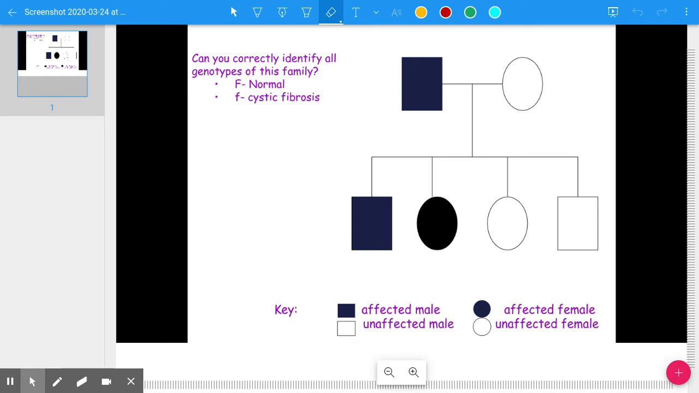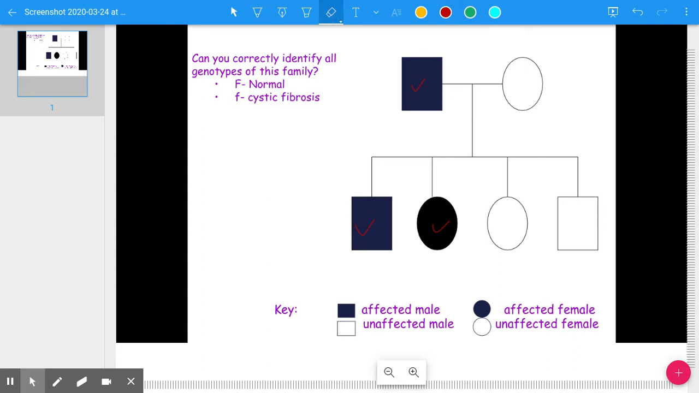Okay, in this example, we are using a pedigree to track a trait as it moves through a family tree. The trait that we're looking at is called cystic fibrosis. Cystic fibrosis is a genetic disorder that affects the lungs. In this case, anyone who is shaded in on this pedigree has cystic fibrosis. So these three individuals have cystic fibrosis, and the rest of them are going to be normal.